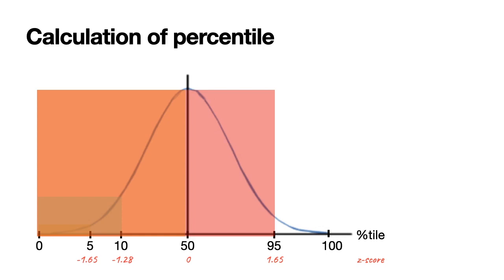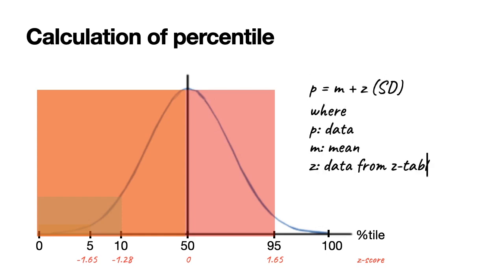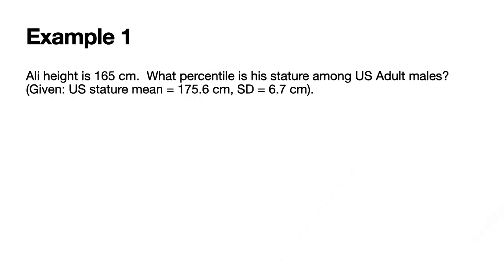The calculation of percentile is based on this equation where P is the data that we want to measure, M is the mean value of our population, Z is the z-score which corresponds to the percentile value that you choose, and SD is the standard deviation of the data population.